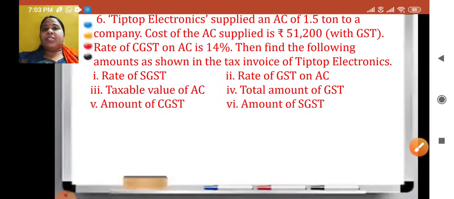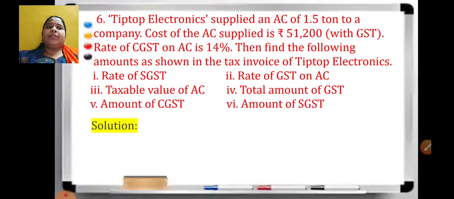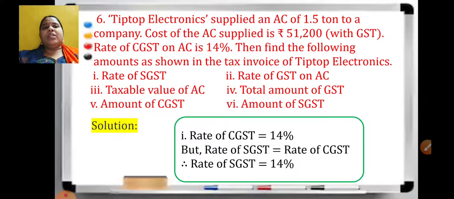Just now in the fifth sum we have done how taxable value can be found out. Okay, let's see one by one. The first part is the rate of SGST they are asking. Rate of CGST is given as 14%. Since rate of SGST is equal to rate of CGST, rate of SGST also will be 14%.